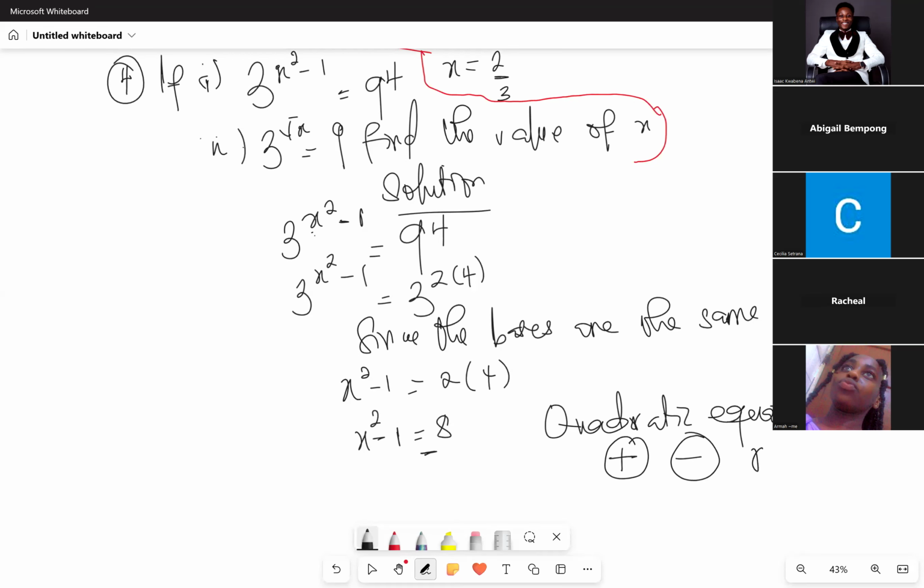The answers, we have a special name we give to them. We call them roots. So if you see any word like this going forward, find the root of a quadratic equation, it means find the answers of a quadratic equation. Do you understand?